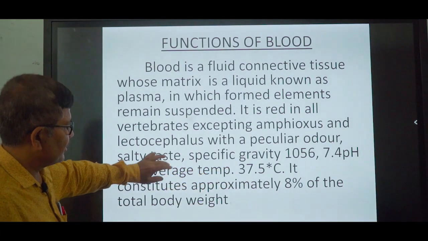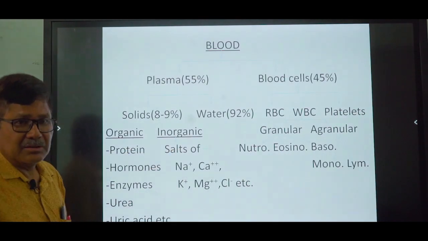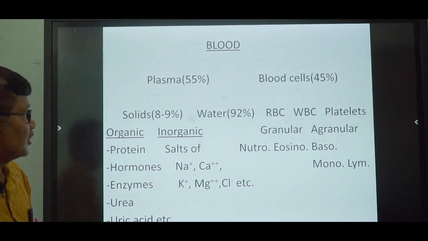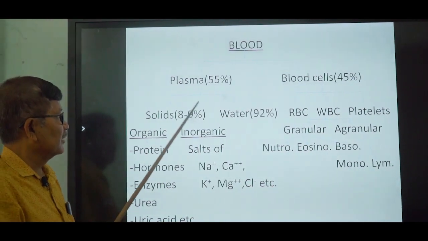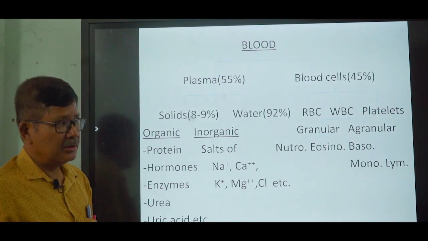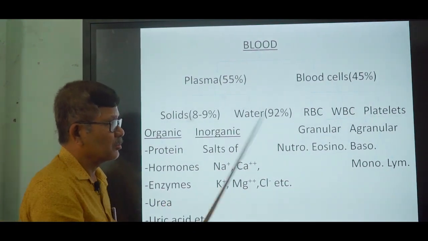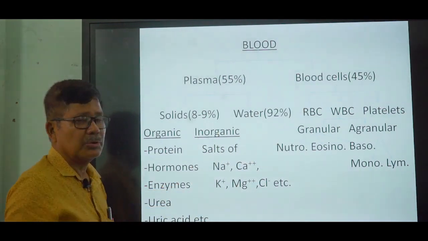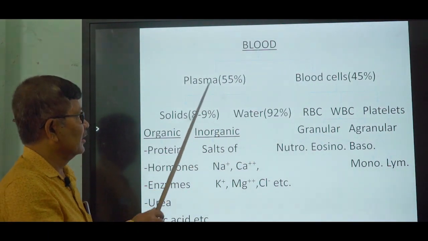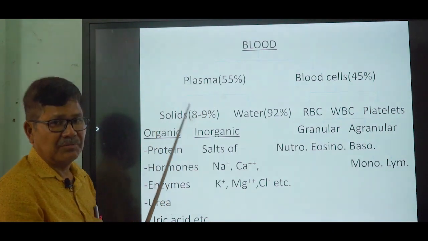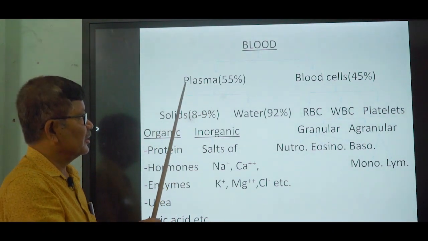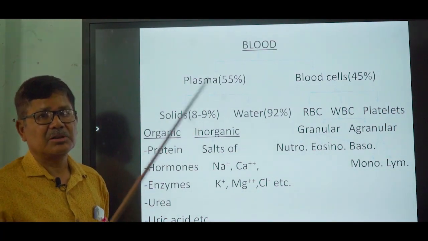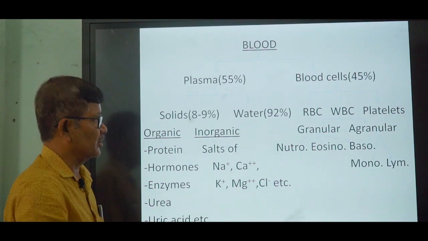So as it is tissue, it consists of two parts mainly: the plasma part, that is the liquid part, and the blood cells, that is the formed elements. The blood cells or formed elements occupy about 45%, and the liquid part is about 55%. So it is actually not totally a liquid substance, it is a semi-solid substance due to these solid parts.